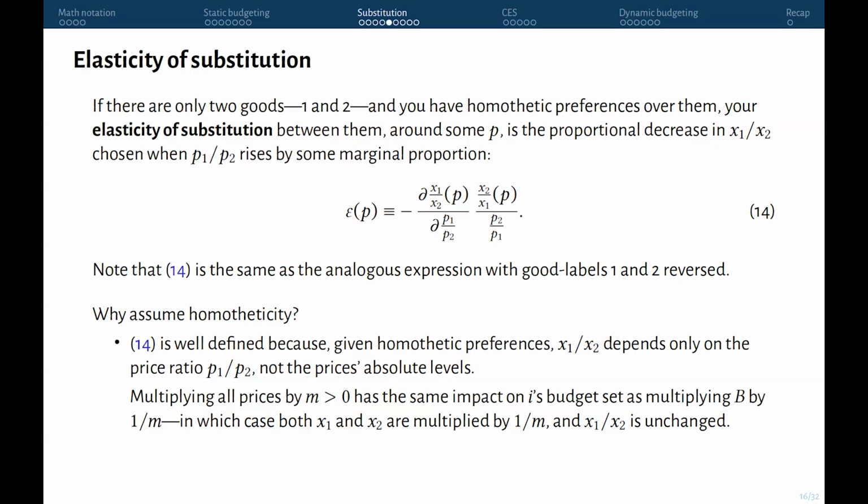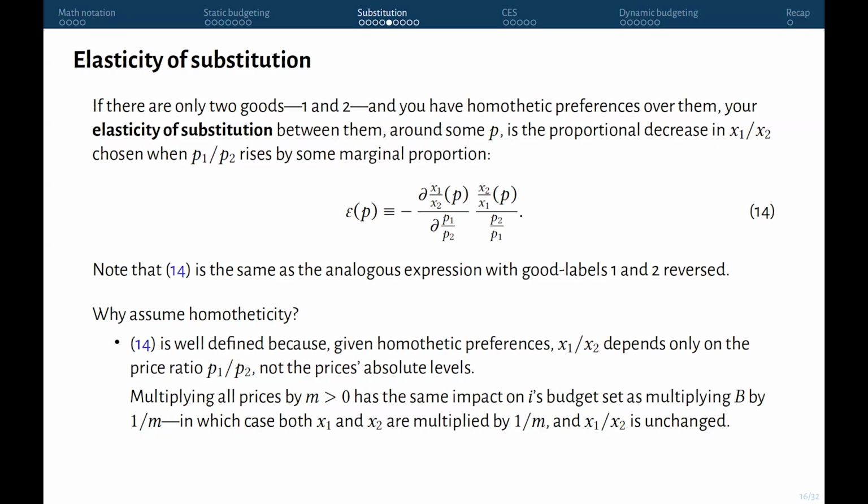And so, you can think of the scenario where instead of good one getting 1% more expensive, good two gets 1% cheaper. You can decompose that into good one getting 1% more expensive, which kind of decreases your real budget, but then your budget increases so that now it's kind of as if just good two got cheaper. That second step is going to have no impact on your demand ratio given homotheticity. See that?